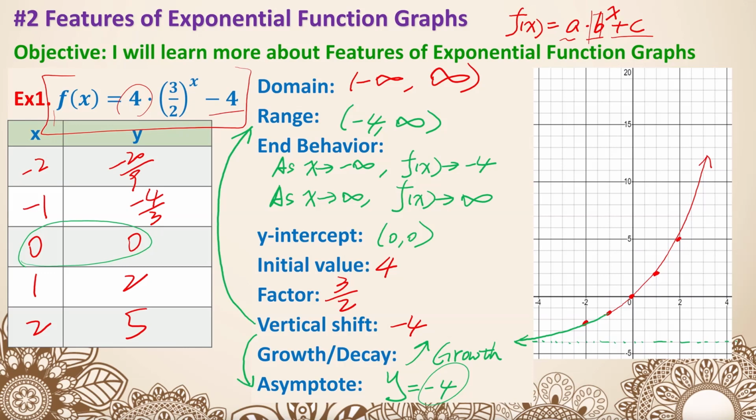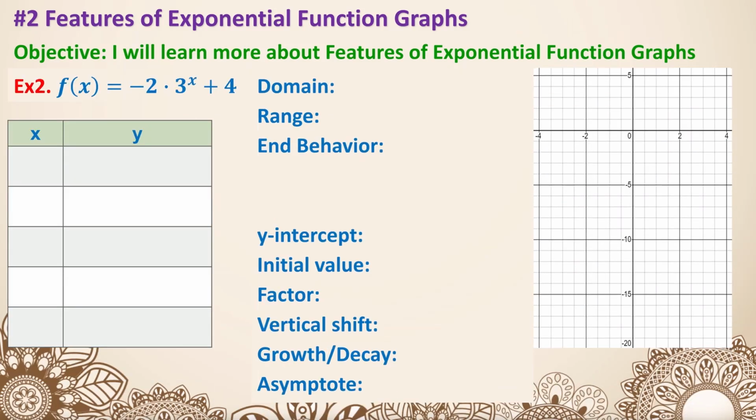So that is everything for example 1. It's going to be a bit of a process, going through the graph and all the features. Now I'm going to ask you to pause here and try example 2 and 3 by yourself. Then you can come back and check it. Now hopefully you have tried it. Let's have a look at example 2. Same thing, let's graph it first.